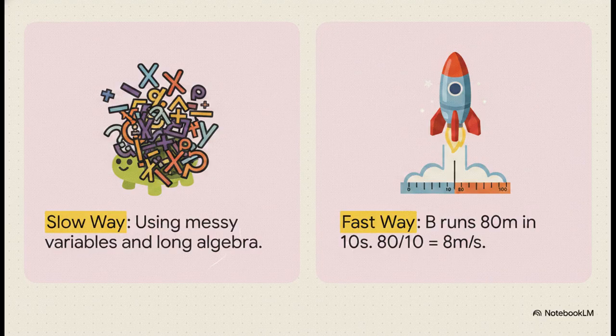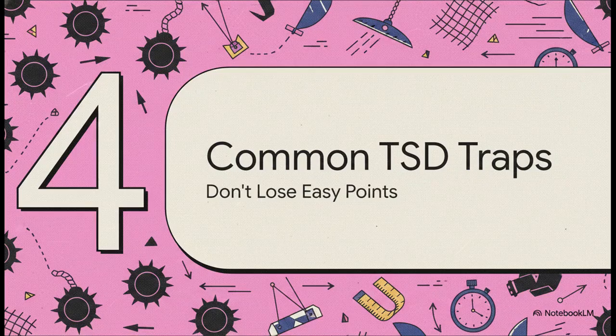But if you remember our secret weapon, that distances are proportional to speeds in a fixed amount of time, you can solve this in 2 seconds of mental math. If A runs 100 meters at 10 meters per second, it takes A exactly 10 seconds to finish. Since A beats B by 20 meters, that means in those exact same 10 seconds, B only managed to run 80 meters. Distance over time, 80 divided by 10, is 8 meters per second. Pure logic, zero algebra.